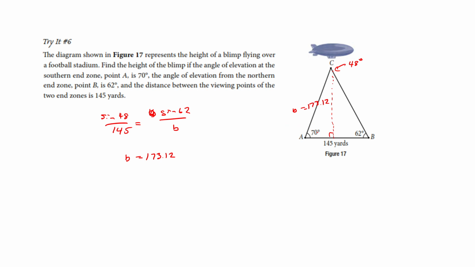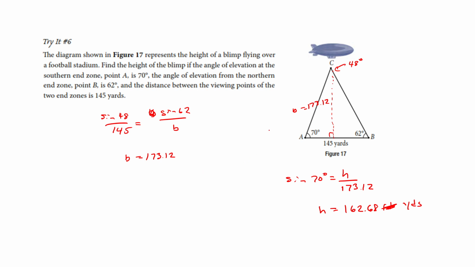Well, what good does that do me? Well, now let's think about this right triangle that's created. And the sine of 70 degrees is going to be equal to the height over that hypotenuse, that 173 that we just found. Okay, if we solve this, we get 162.68 feet, or yards, sorry, yards.